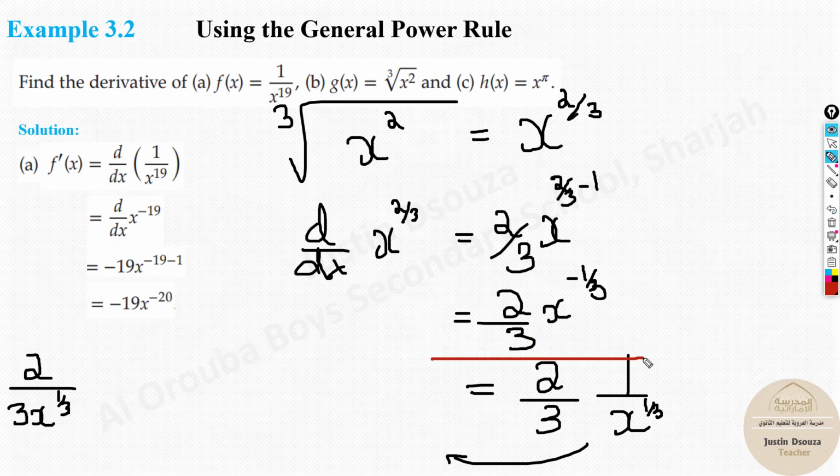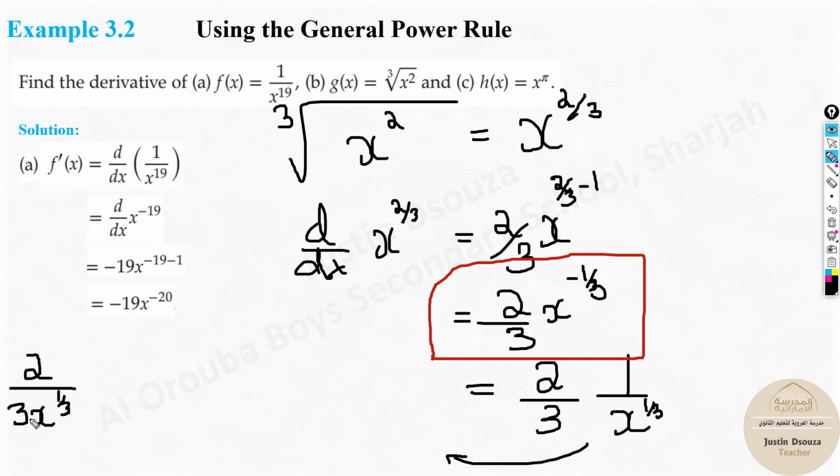But what if this answer is not there in the options to select? If it's there, yes, it's the correct answer. But what if it is not there in the options? Then they might have simplified it in terms of cube root or square root. What do you do then? First of all, you can't have negative exponents, so you take it to the numerator or denominator and change its sign. Since it's in the numerator, I take it to the denominator, and it becomes positive 1/3.